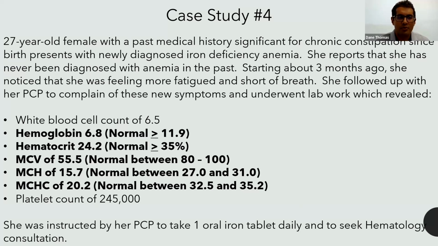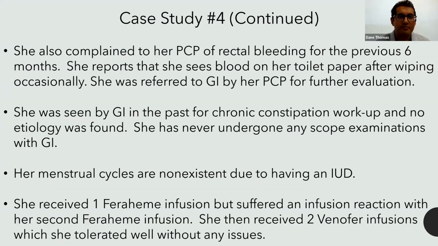And as you can see in the bold, she presented with severe anemia with a hemoglobin of 6.8, hematocrit at 24.2, MCV of 55.5, MCH of 15.7, and MCHC of 20.2. She was instructed by her PCP to take one oral iron tablet daily and to seek hematology consultation right away. She also complained to her PCP of rectal bleeding for the previous 6 months. She reports that she sees blood on her toilet paper after wiping occasionally. She was referred to GI by her PCP for further evaluation.